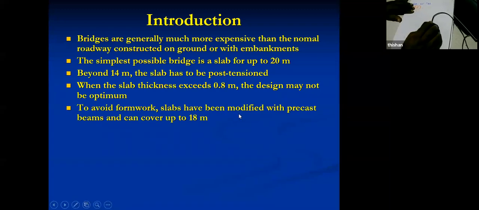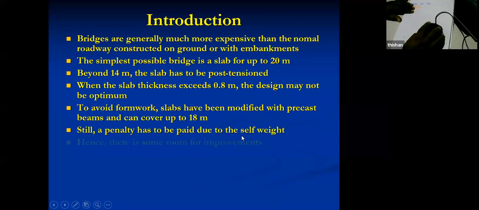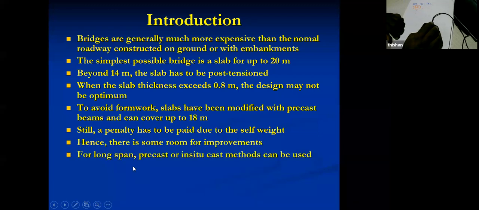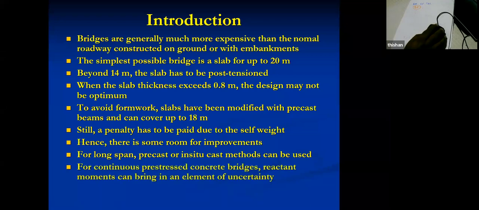To avoid formwork, slabs have been modified with precast beams and can cover up to 18 meters. So still a penalty has to be paid due to the self-weight, hence there was some room for improvement. For long spans, precast and in-situ cast methods can be used. And as I told you, now people generally use 30 to 35 meter long precast beams, generally I-girders if they are pretty long. Otherwise, the standard Y beams and M beams can be used.